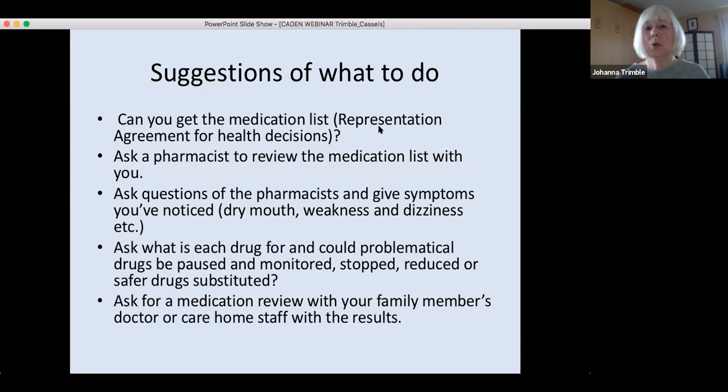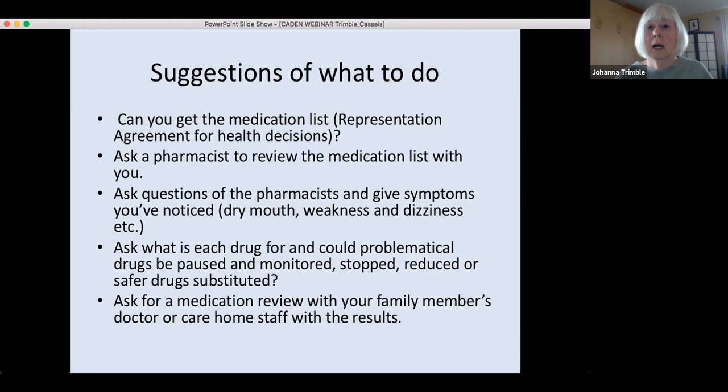So one of the things that I wanted to talk to you about is some of the things we learned as we went through this process with Fervid, and also what I've learned doing this kind of patient advisor, patient advocacy work, it's been almost 10 years now that I've been doing it. Things that you should know about, that you should do if you're suspecting there's a problem. One of the first things you need to do is get the medication list of the person, of your elder.